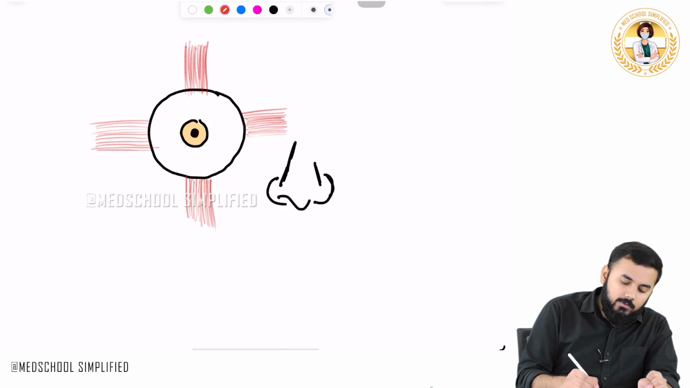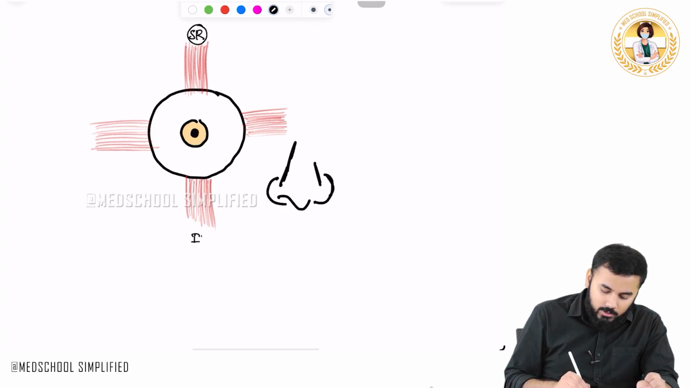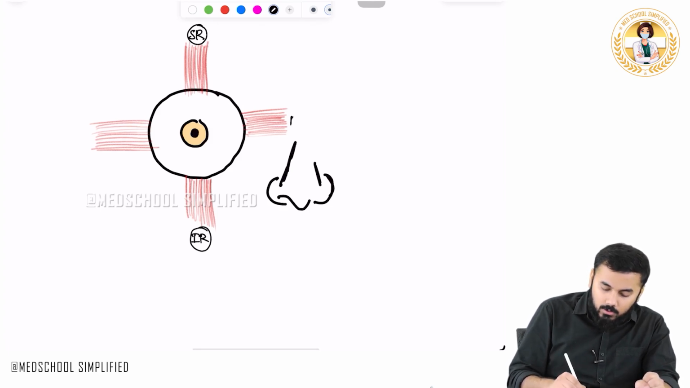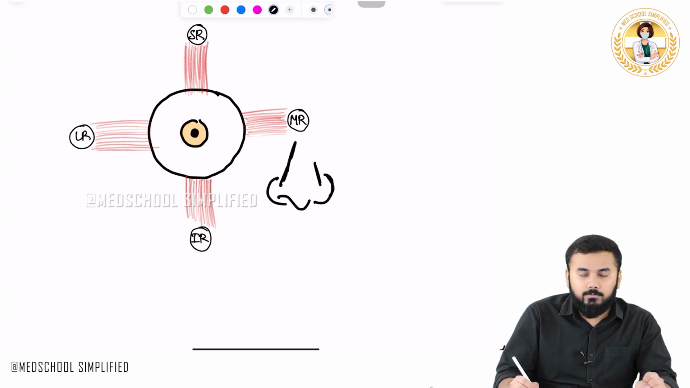So what are the different rectus muscles over here? This one is called a superior rectus. This is called your inferior rectus. This is called your medial rectus. This is called your lateral rectus.